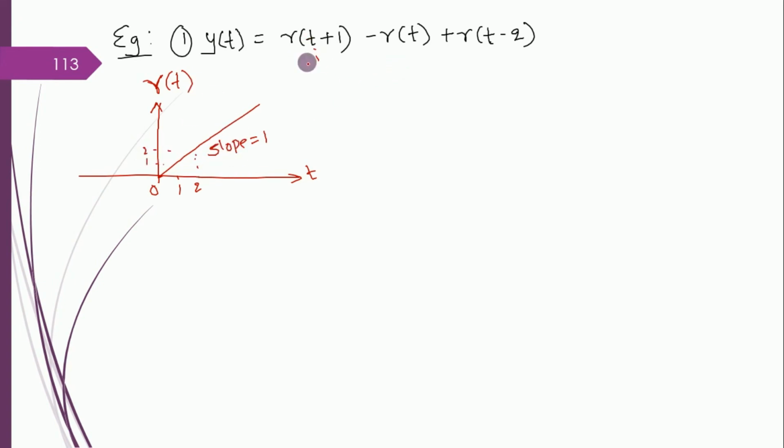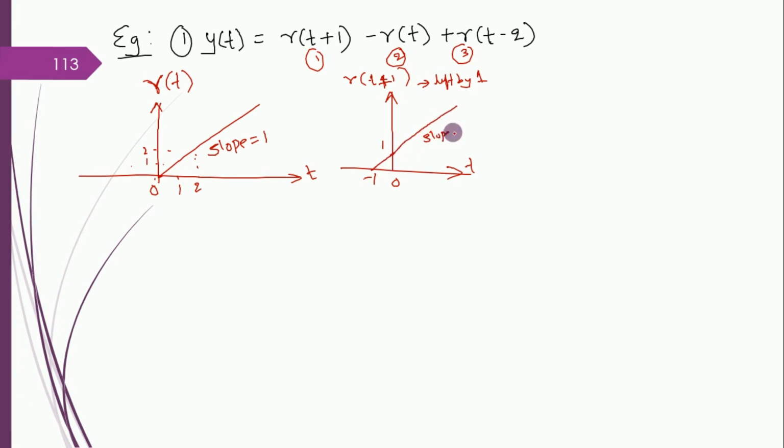So now I consider this as the first term, this as the second term, this as the third term. Now the first term, r of t plus 1. How is it written? This is the time axis. So t plus 1 is nothing but shifting the original signal to the left by 1. Left means this signal I'll take to the left. I start from minus 1. From 0 to 1, amplitude 1, and from minus 1 to 0 the amplitude should be 1 too. Exactly shifted by 1 here, and then proceed in the same manner. This is also slope equal to 1. This is the first term.